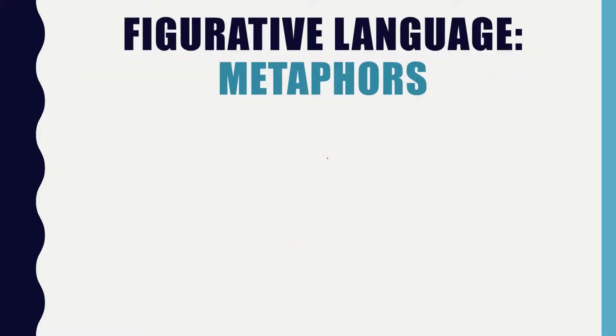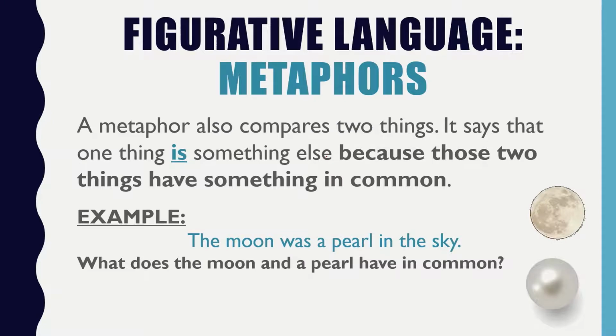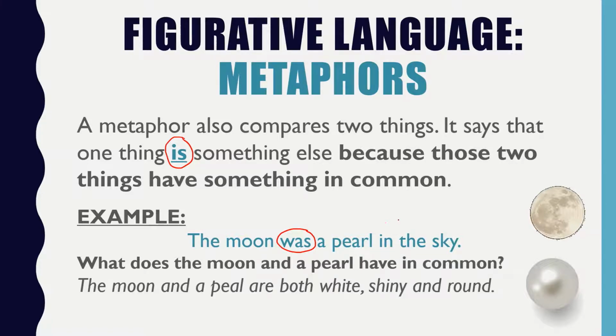Okay then, so what's a metaphor? A metaphor is another type of figurative language which also compares two things because they're similar. But instead of saying it's just like something else, it says that it is something else. For example, the moon was a pearl in the sky. What do the moon and the pearl have in common for that comparison to occur? Well, a moon and pearl are both white, shiny and round, so it's a nice metaphor.